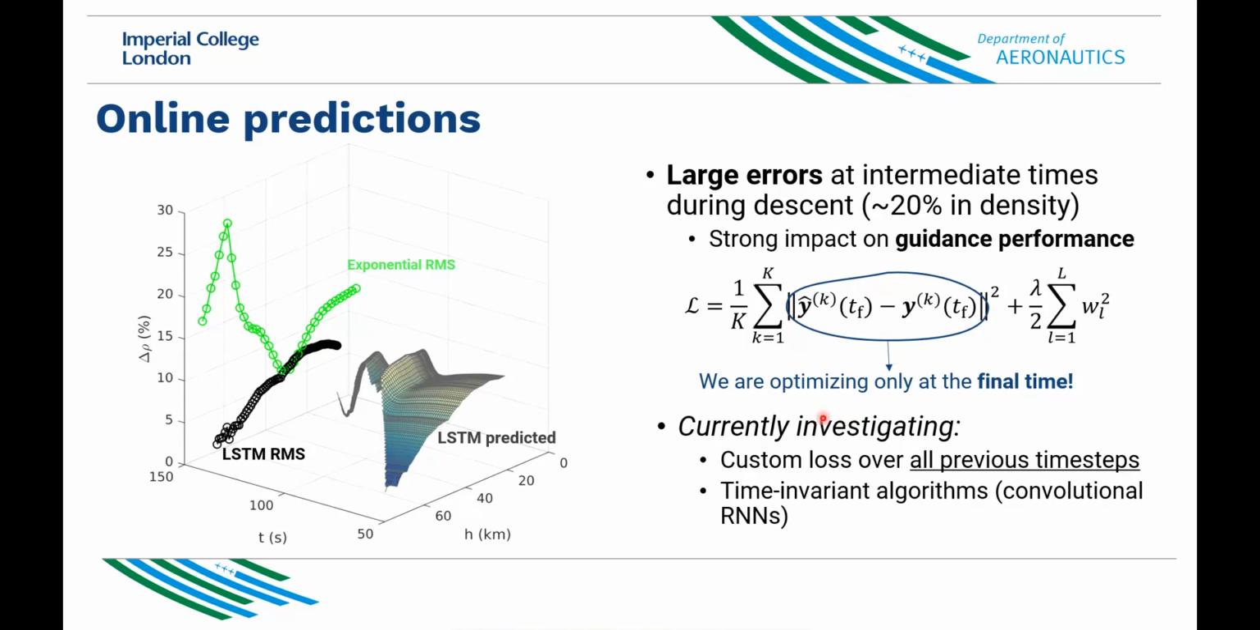Therefore, I'm currently working on the implementation of a custom loss layer in which we also average the loss over all past time steps. And if this is not sufficient, we might also employ algorithms that are time invariant, such as convolutional recurrent neural networks.